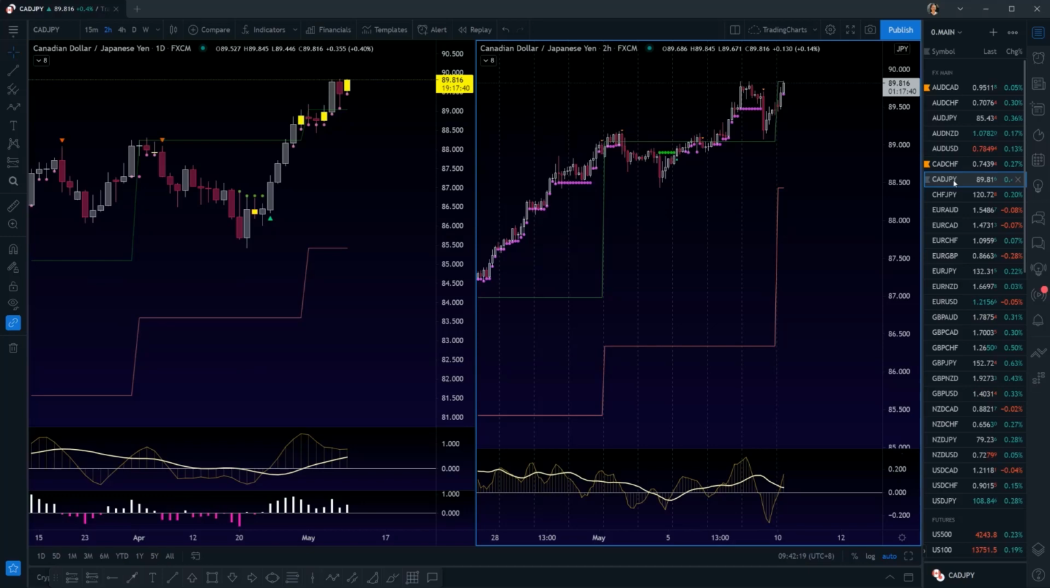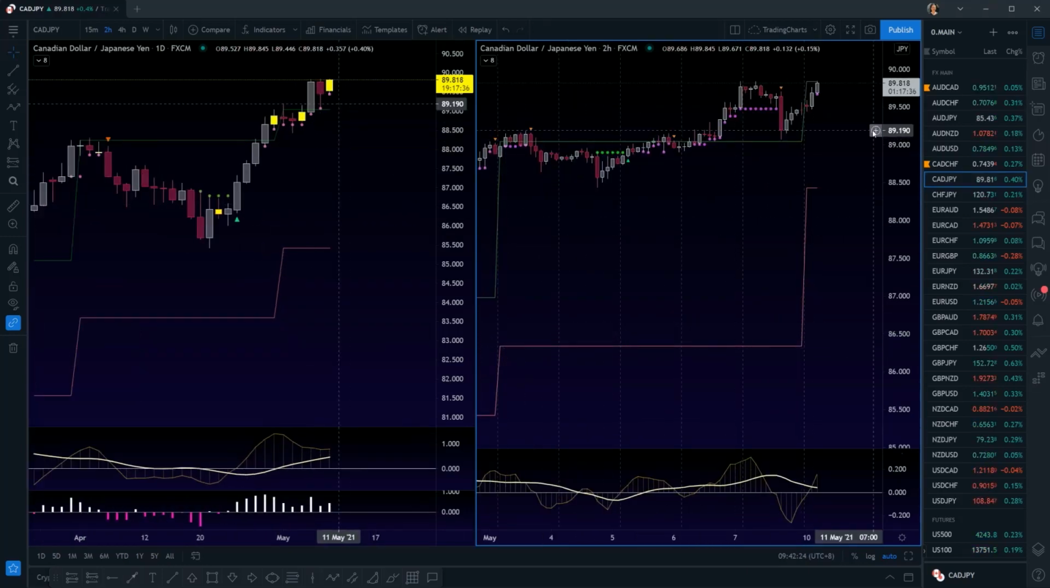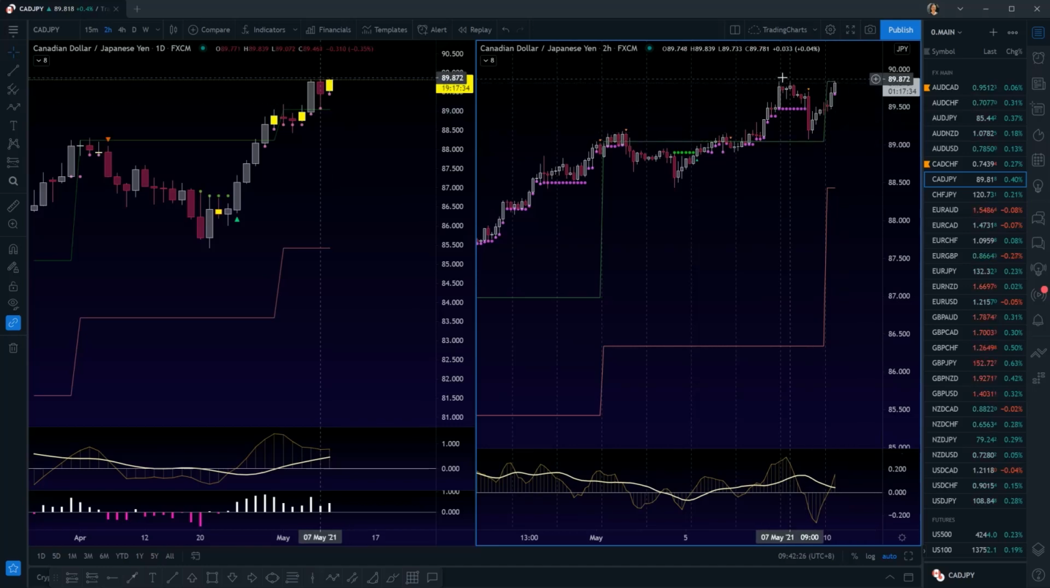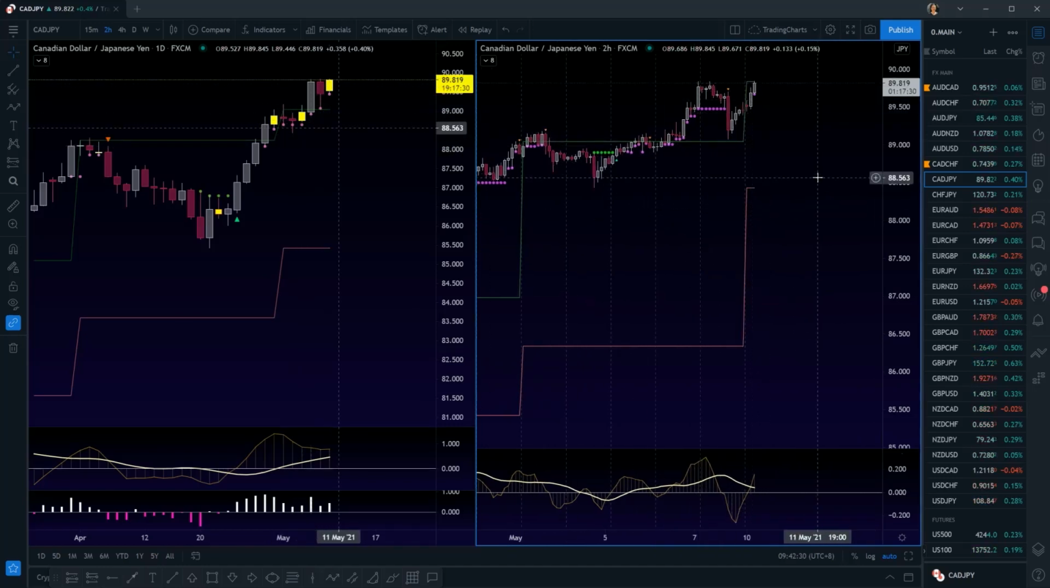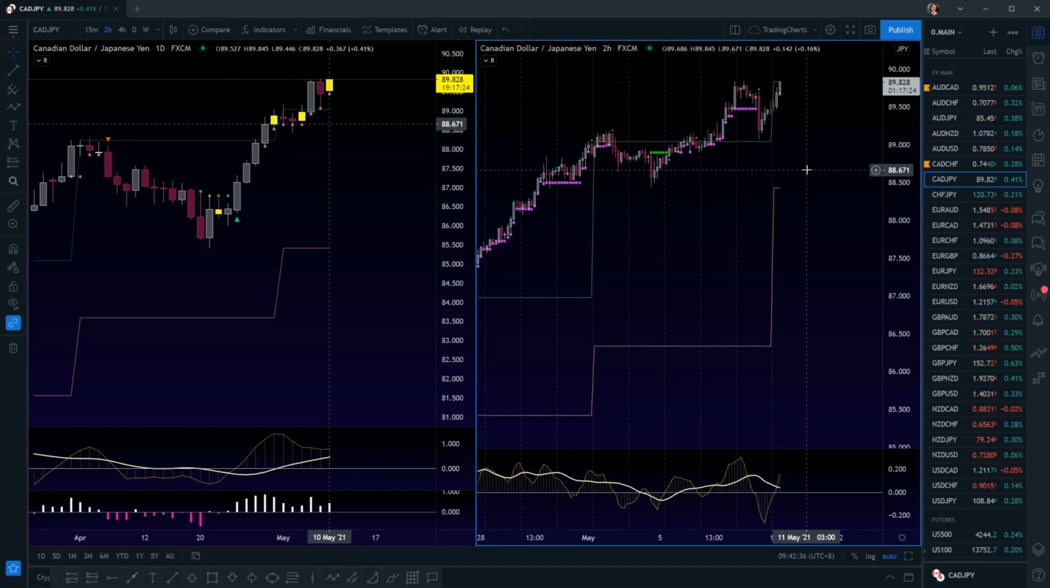Okay, CAD Yen. Okay, I don't trade double tops like that. I normally wait for move down and then a pullback. So right now, there's no edge for my strategy, so I'm gonna skip this.